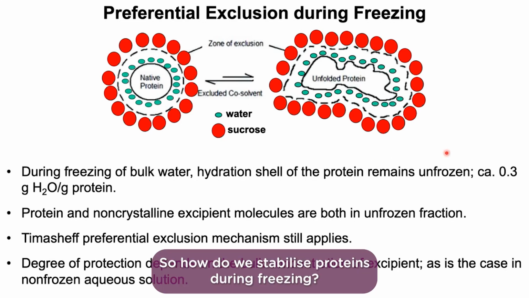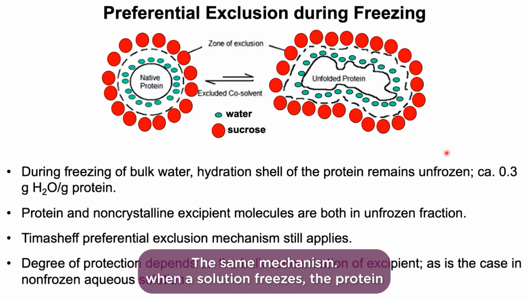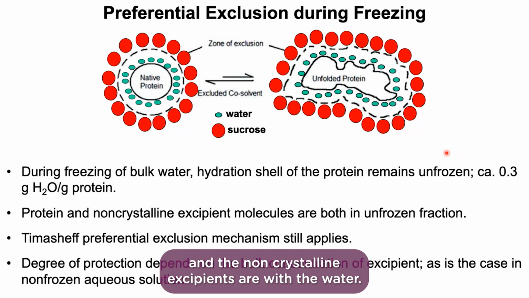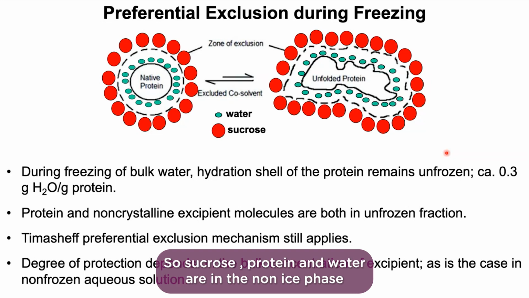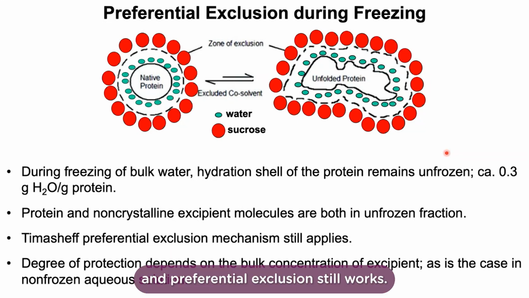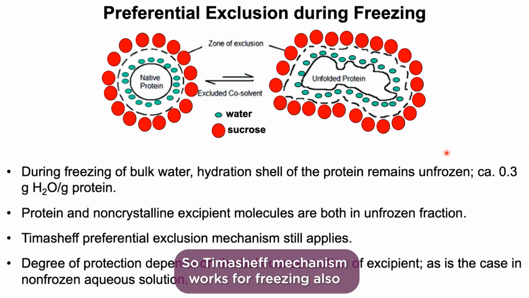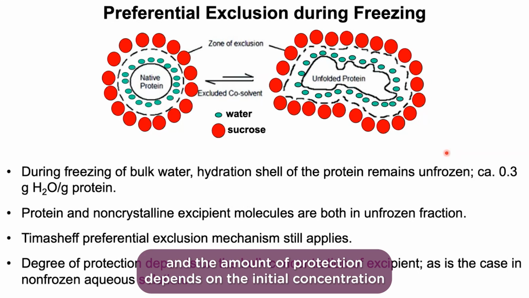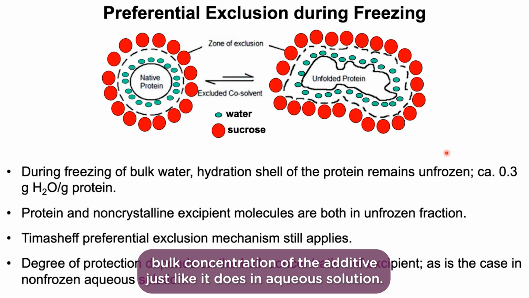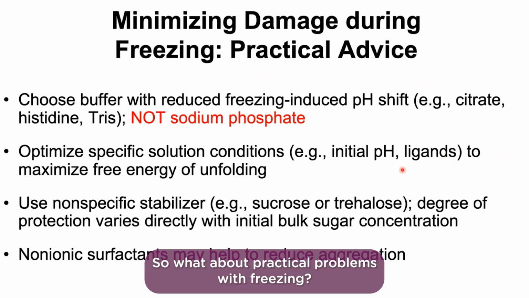So how do we stabilize proteins during freezing? The same mechanism. When a solution freezes, the protein and the non-crystalline excipients are with the water. So sucrose, protein, and water are in the non-ice phase, and preferential exclusion still works. So Timasheff's mechanism works for freezing also. And the amount of protection depends on the initial, bulk concentration of the additive, just like it does in aqueous solution. So what about practical problems with freezing?